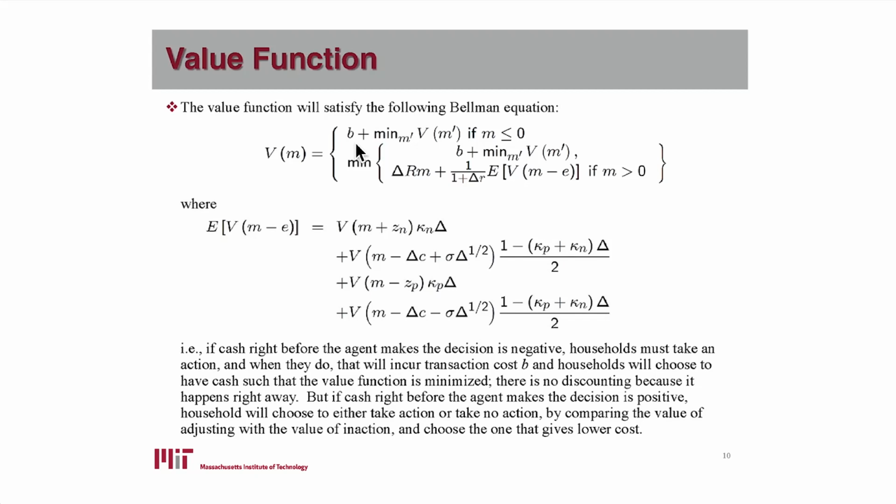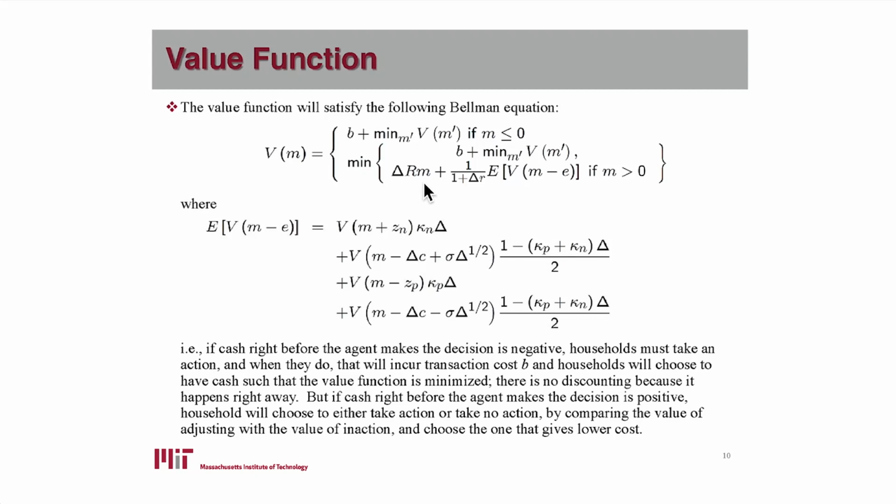On getting to the bank, they get to make an adjustment, which means they can choose a new M prime going out. They'll try to minimize the cost from that point on by that choice of M prime. Here, M is positive, but they still get to choose whether to adjust or not. And if they don't adjust, they keep it.